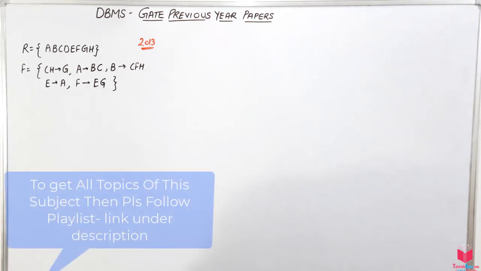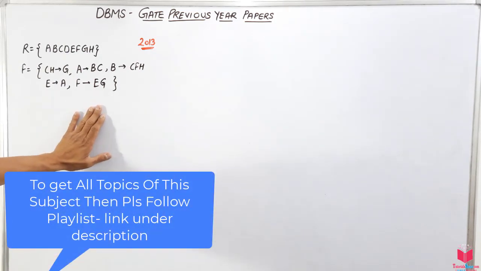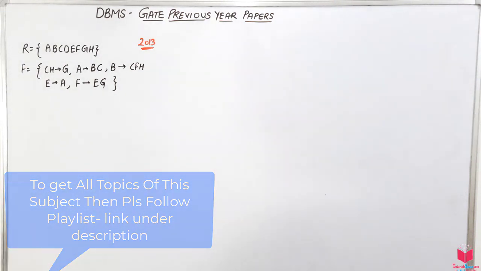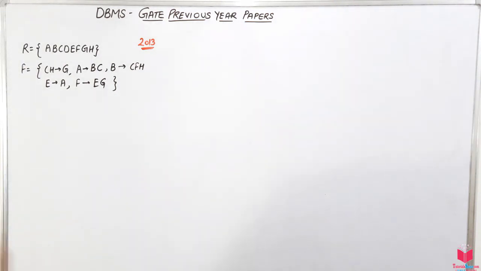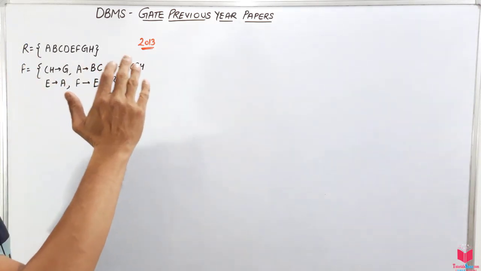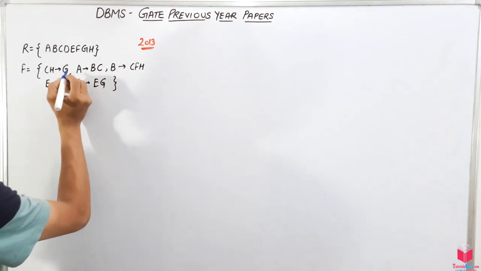In the question it is asked, how many candidate keys does the relation R have? So we have to find the candidate keys. For finding the candidate key, the shortcut is that we have to take all the attributes which are on the right side. So let's see what are the attributes which are at the right side.